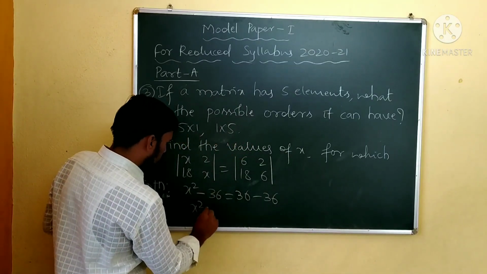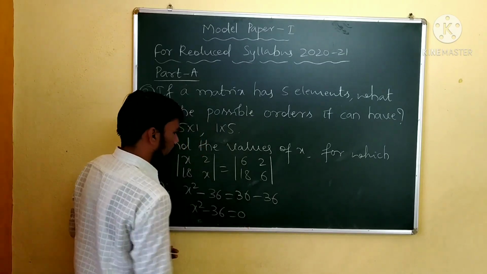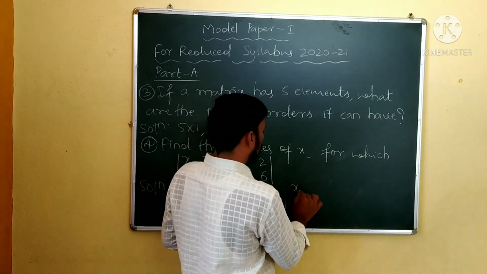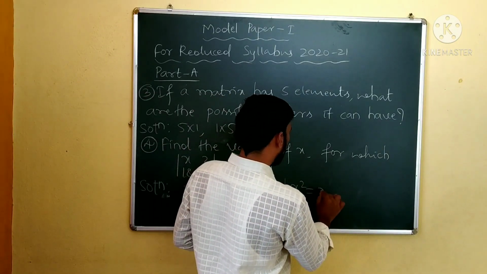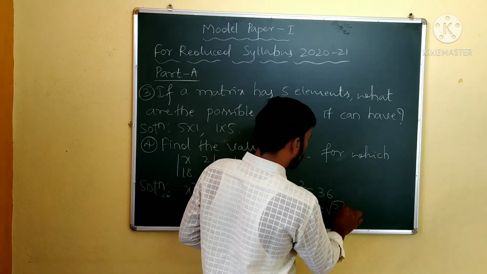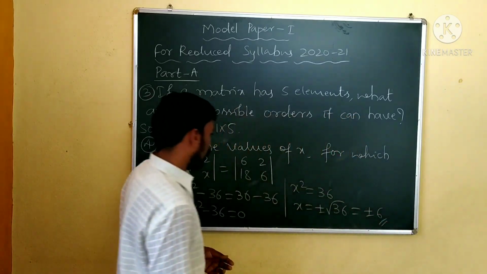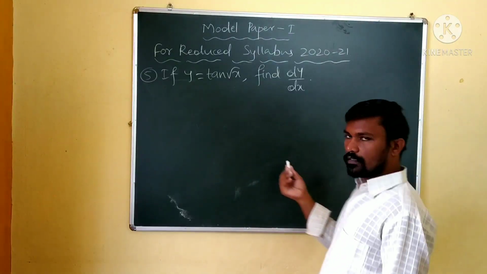x square minus 36 is equal to 36 minus 36, which is 0. That is, x square is equal to minus 36 becoming plus 36. So x is equal to plus or minus root of 36, that is equal to plus or minus 6. The values of x are plus or minus 6. The next question, number 5.